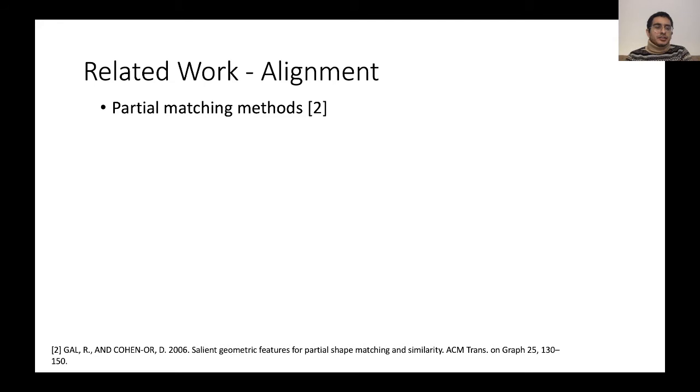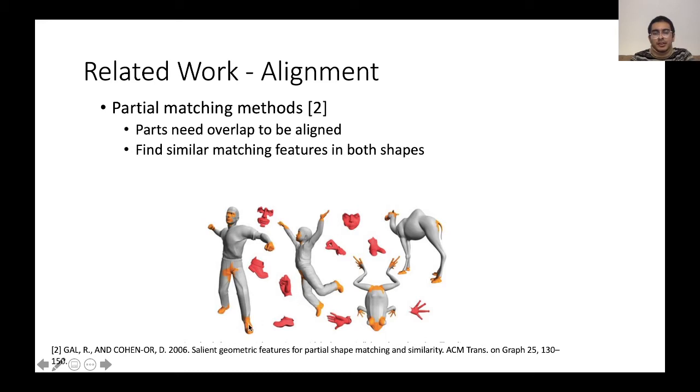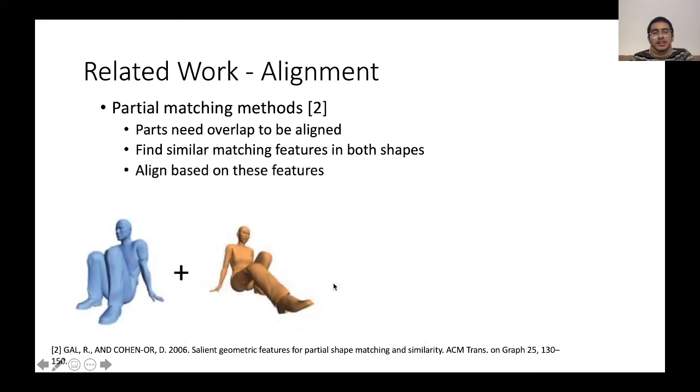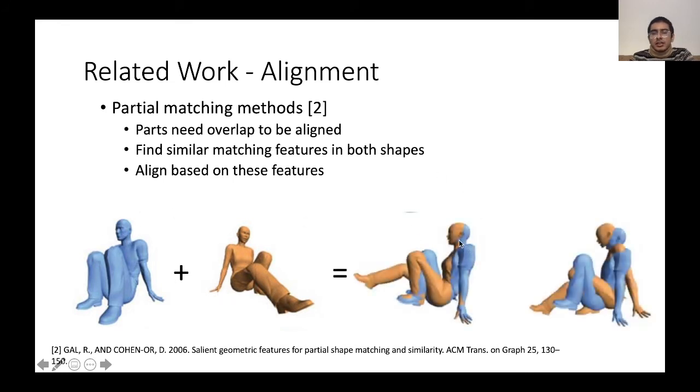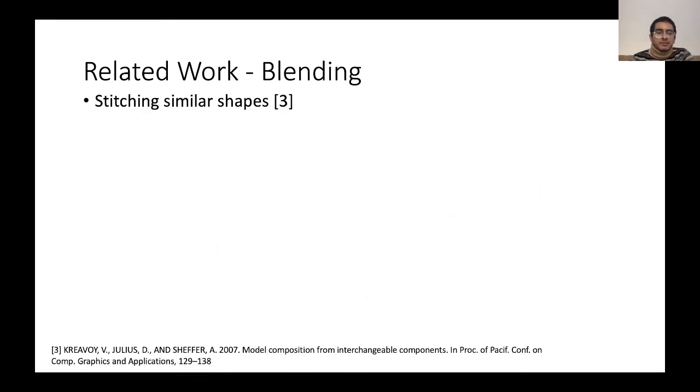And then this is another idea: partial matching methods. In this case, parts need overlap to be aligned. Essentially, the whole idea is that you select parts that are overlapping, for example, the two faces of the people, their hands or their feet, and then you would align based off of those features. So for example, given two people, you would align based off of the head versus just aligning normally. But once again, this requires overlap, which is a big limitation.